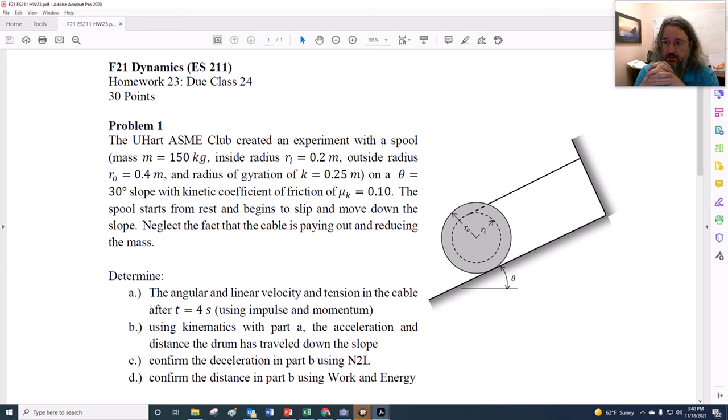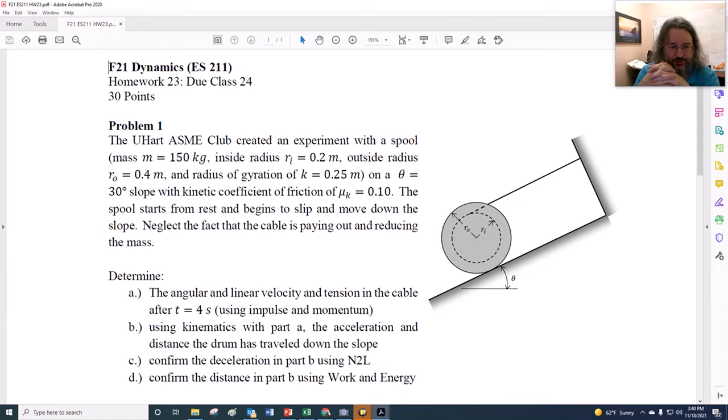So here we go. Problem 1 from homework 23. We're getting towards the end. We have this spool that has a mass of 150 kilograms, and its inside radius is 0.2 meters. Its outside radius is 0.4 meters, and it's got a radius of gyration of 0.25 meters. It's on a slope of 30 degrees with a coefficient of friction of 0.1.